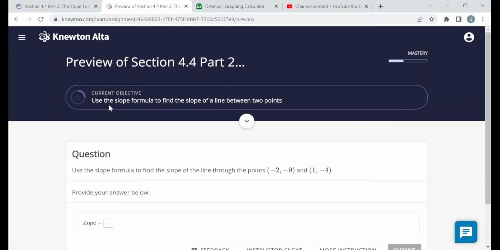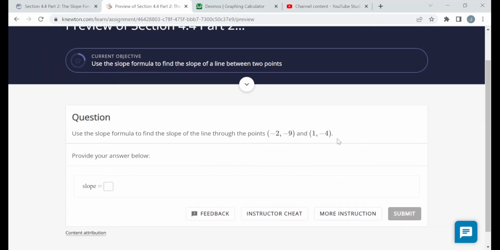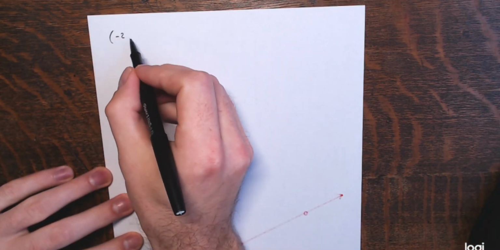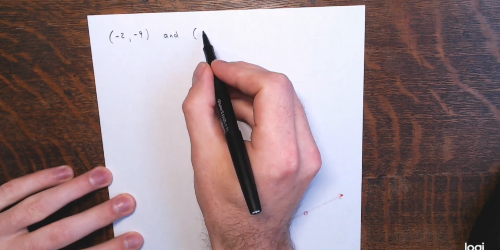One more of these with the slope formula. So now this time I'm not going to even draw a line. I'm just going to write these points down, and we'll use the formula. So they're telling us the point -2, -9 is on the line, and so is the point 1, -4.